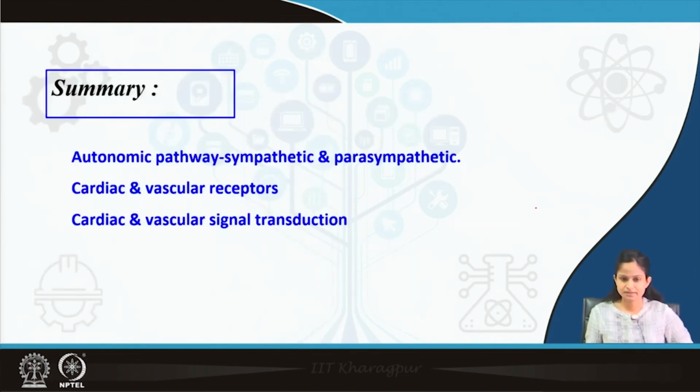So, here we have seen the autonomic pathways, the sympathetic pathways and the parasympathetic pathways, the various receptors present in the heart along with the innervation, the cardiac receptors and the vascular receptors: beta 1, beta 2 receptors in the heart and alpha 1, alpha 2 receptors in the blood vessels, M2 receptors in the heart, M3 receptors in the blood vessels. And we have seen how the signal transduction occurs through various cardiac receptors and vascular receptors. This much you have to know in the cardiac autonomic regulation.